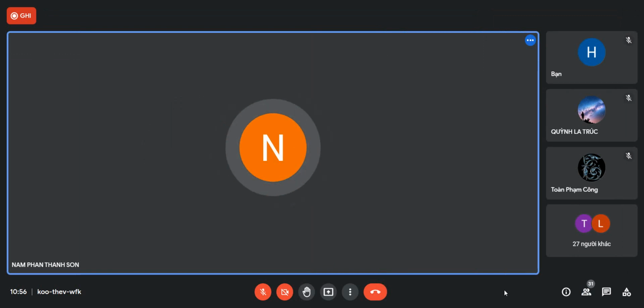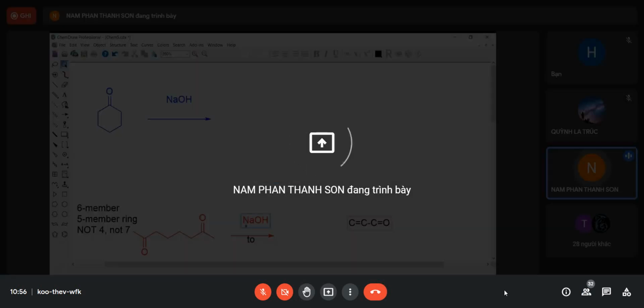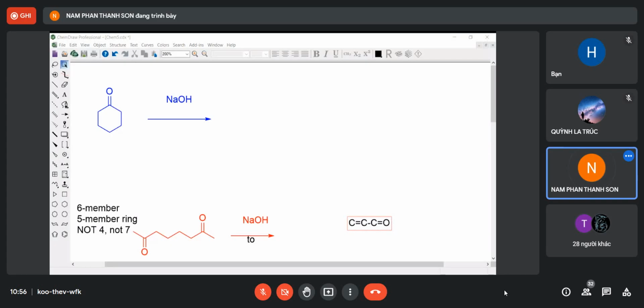Everyone, can you see my ChemDraw? Can you see the blue one? Everyone? Can you see the blue?